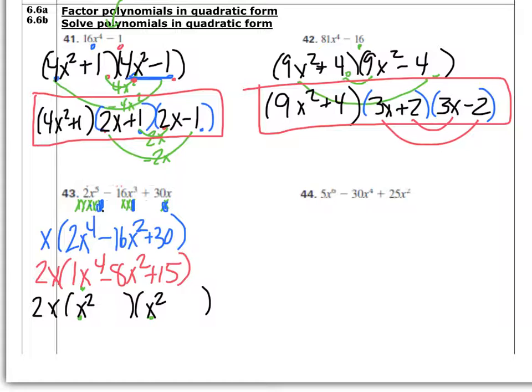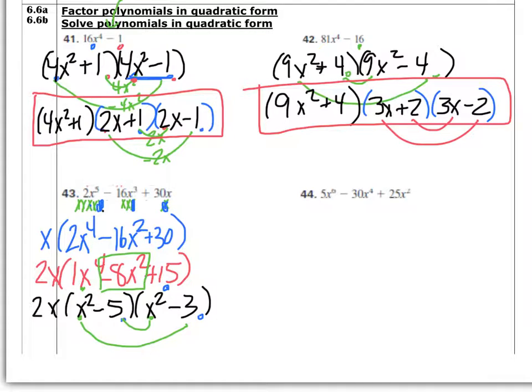Then the next thing is, factors of positive 15 are last. They go here and here. What you're trying to do is, when you multiply this term and this term, it's going to add back to negative 8x squared. So what are factors that multiply to positive 15 but add to negative 8? That would be minus 5 and minus 3.